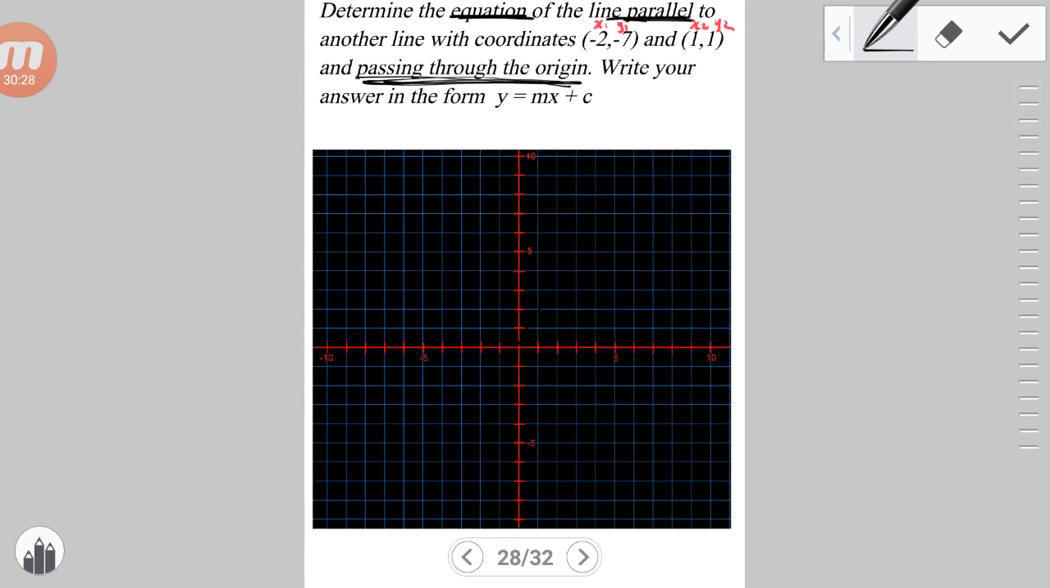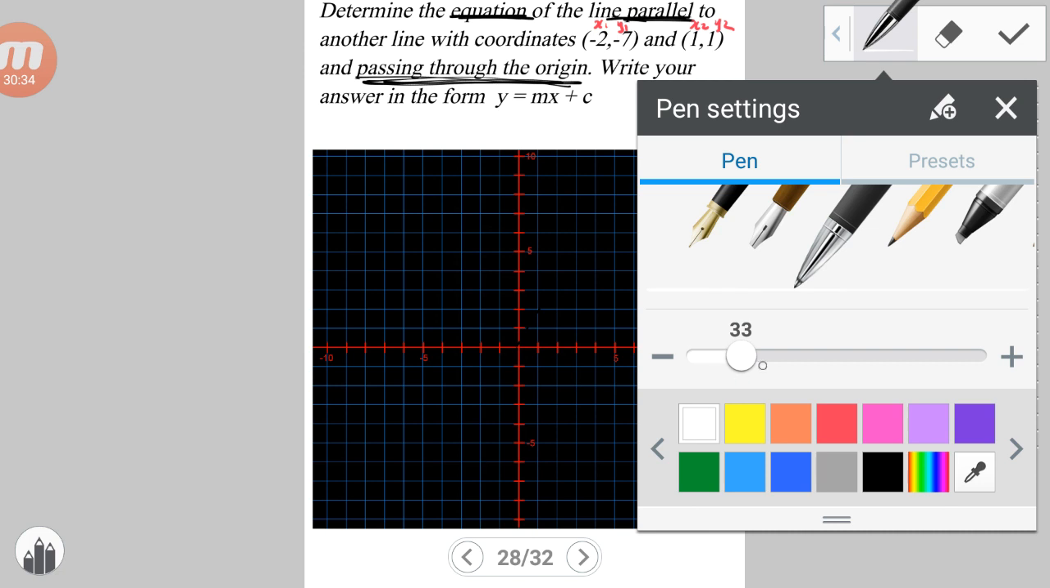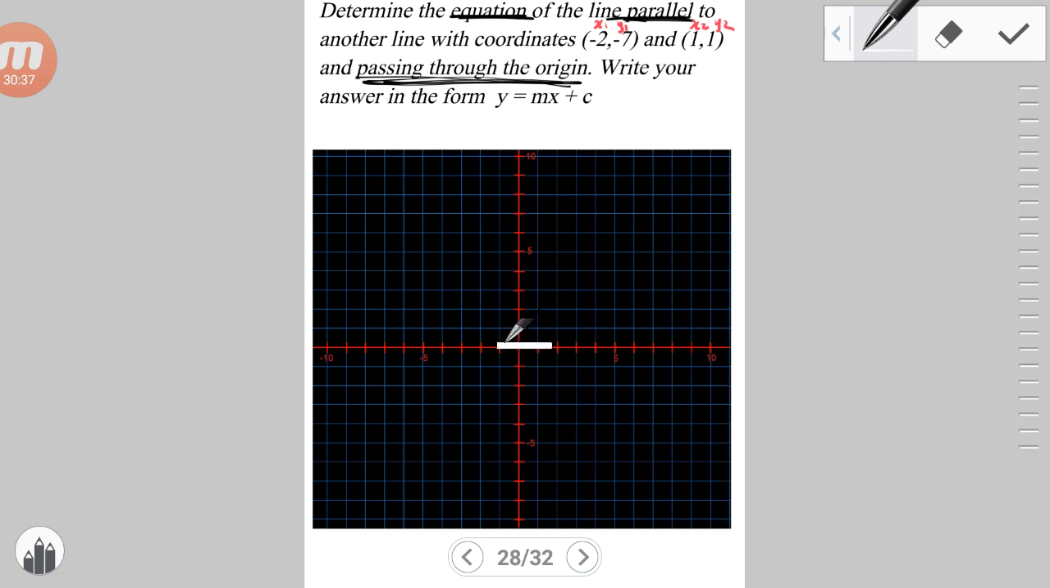So here we go. Before we can find the gradient, we need to plot the points on the graph. So -2, -7: that's -2 across, then 1, 2, 3, 4, 5, 6, 7 down. So we are going to be somewhere here. I think that's okay. That's -2, -7 here, and then we're going to look at 1, 1, so that's right here. So this is going to be my line.